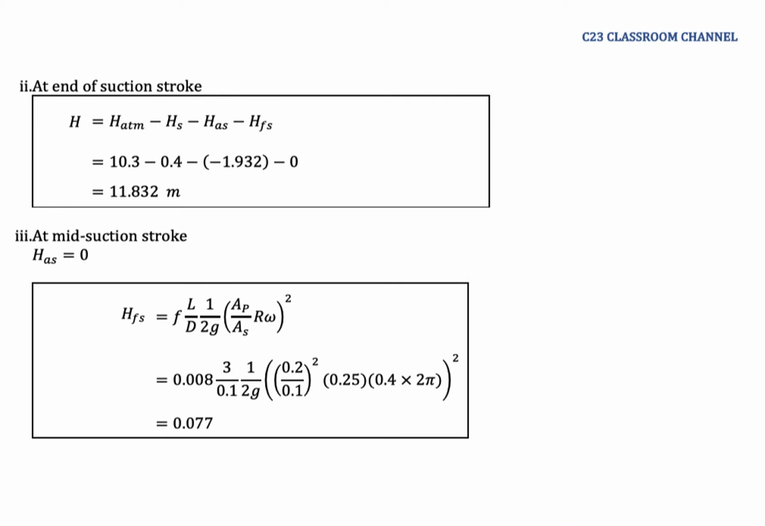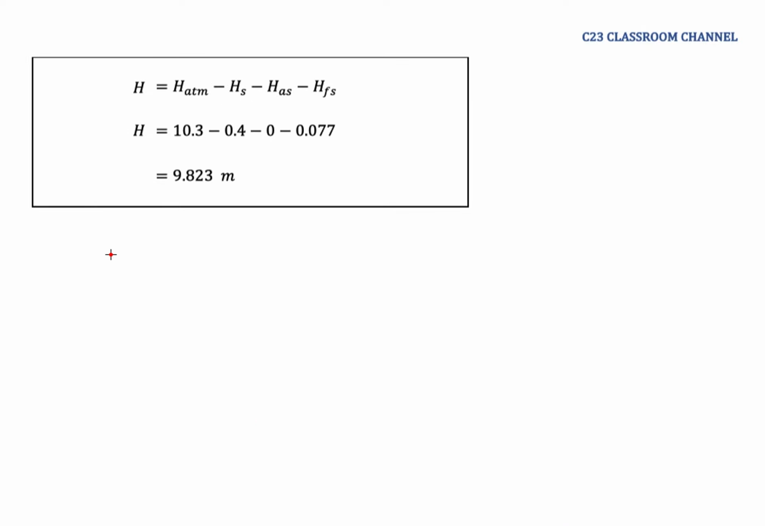I simplified the calculation here. You could calculate for the end of the suction, and it is 11.832 meter. And then at the mid stroke, this is the value of the friction head, because the acceleration head is equal to 0. So we could calculate the middle as 9.823 meter.